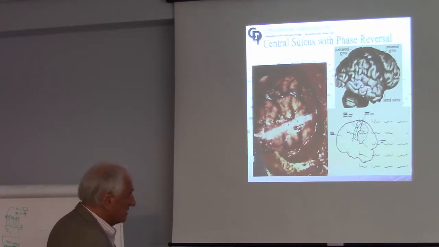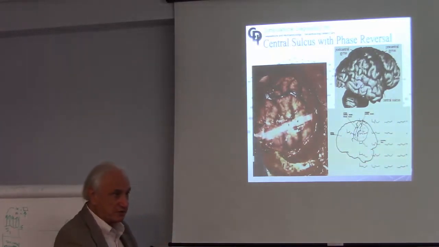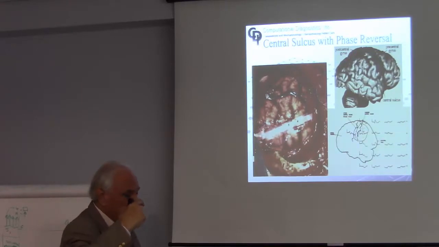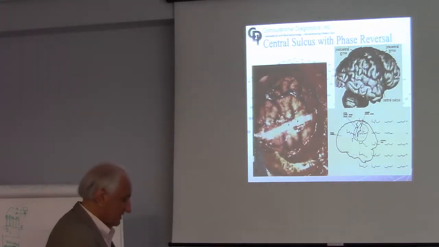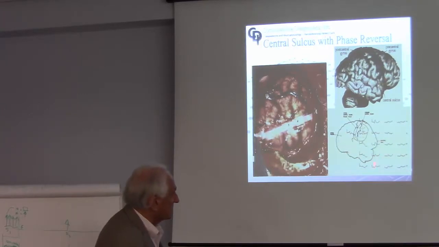You can see for the postcentral ones, this is now recorded against a contralateral reference site. So instead of P4 to C4, it's P4 to contralateral mastoid. But you see exactly the same thing. There's the N wave, N waves. Okay, you can see this. So this kind of represents where that was with respect to the sulcus.